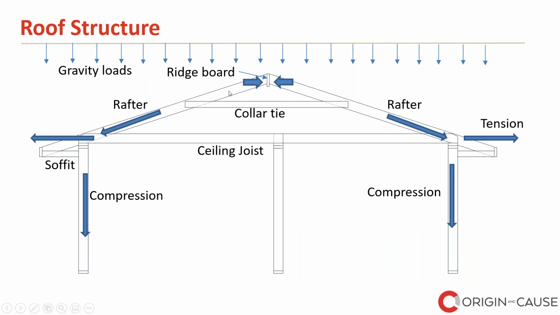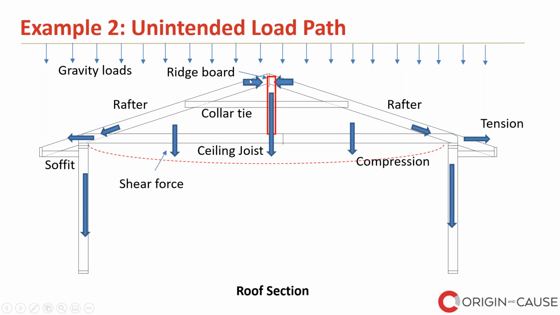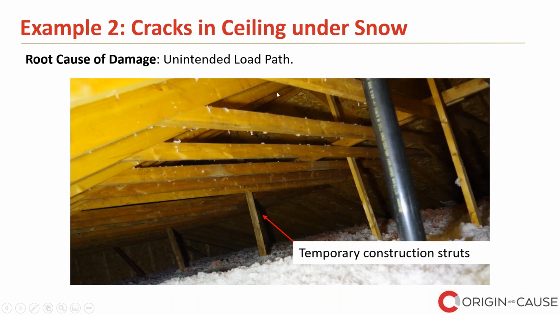As I said, you have rafters and ceiling joists as the complete load path. Now, if you have a compression strut here, then the loads on the roof, instead of going through the rafters, go through the construction strut and into the ceiling joist. And this ceiling joist was not supposed to take this load. So that's what we call unintended load path. The construction struts were supposed to be removed after the construction. So the root cause here was unintended load path and not necessarily the snow.